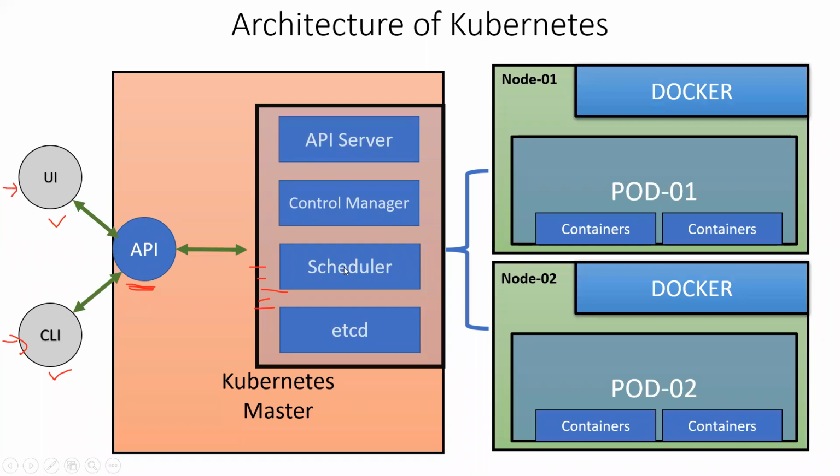Next, we have the controller manager. As the name itself says, control. It does control the jobs in the backend. Then who will go ahead and assign the jobs? The scheduler. If someone is managing, there should be someone to schedule a job. That's what a scheduler does. Then what is etcd? etcd is the database where Kubernetes stores its data.